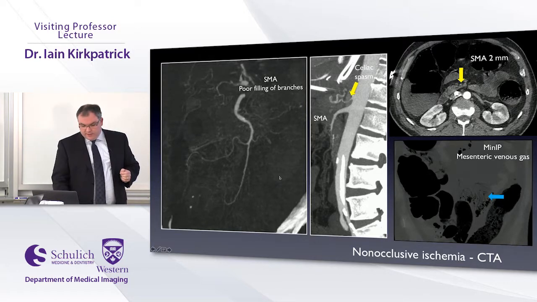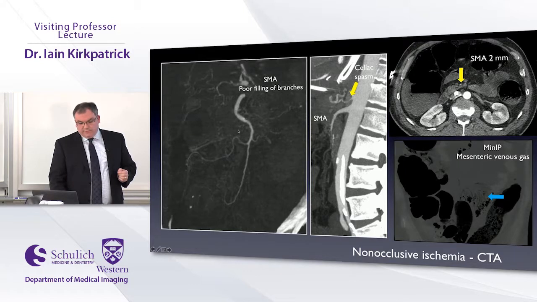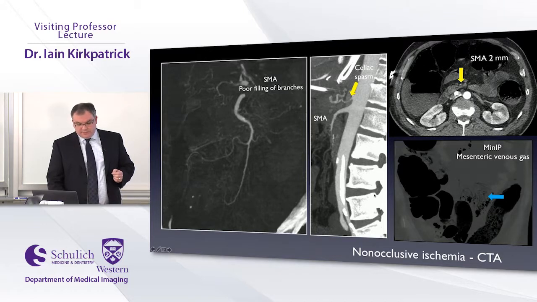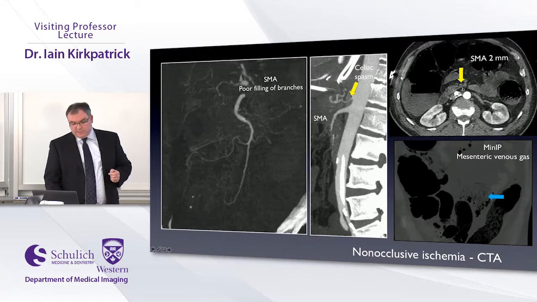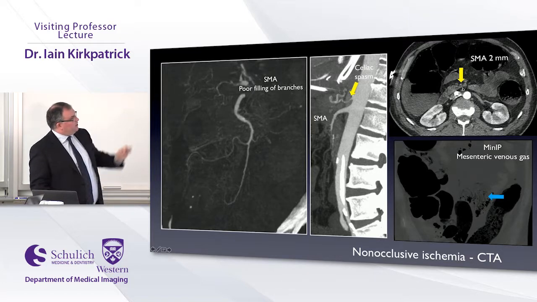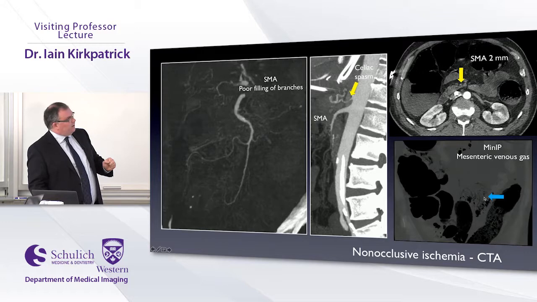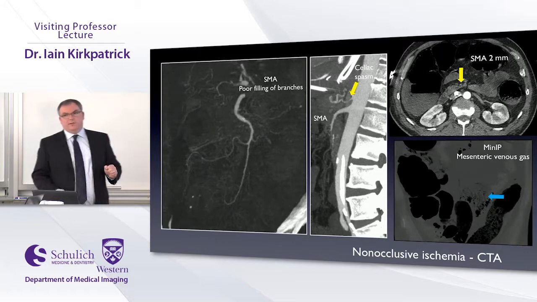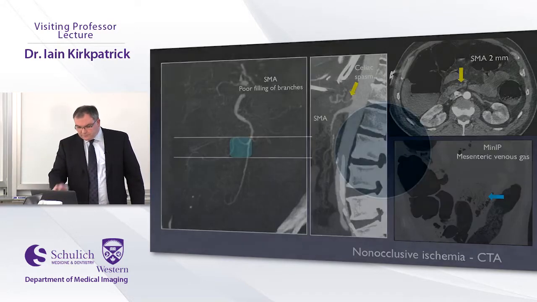So this one here, you can see there's just pruning of the SMA arcade. There's only a few branches visible. Those are fairly small, and on the lateral view you can see the celiac is in spasm. And then the second patient, that SMA is just a little pinprick. It's 2 millimeters. The ischemia in this patient was so bad that there was air dissecting through the mesenteric venules that you can see on this minimum intensity projection reformation.